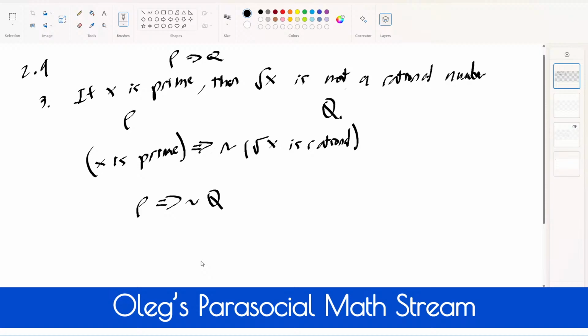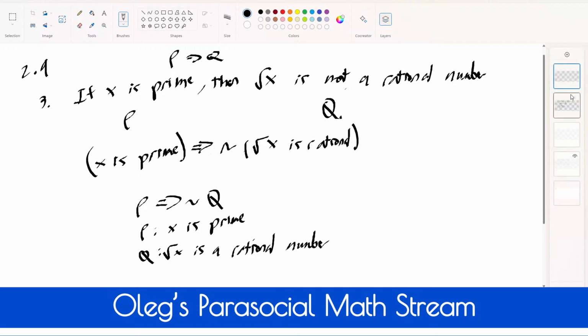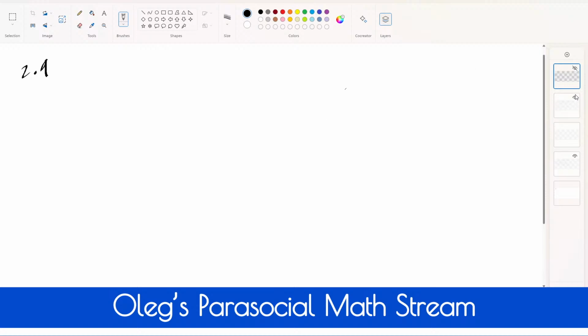So specifically what they wrote is this, and then they went like this. P: x is prime, and Q: root x. Remember, it's not rational, but we're saying here it is rational because we're going to not it. Okay, so that's good. Got that one. All right, let's see here. We're going to go with 5.